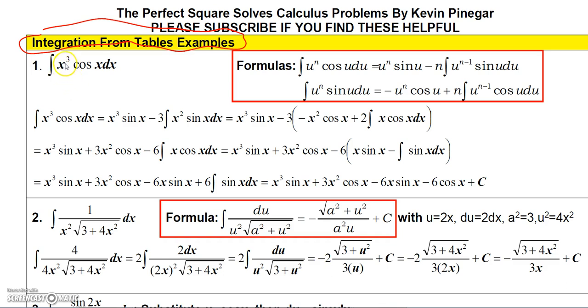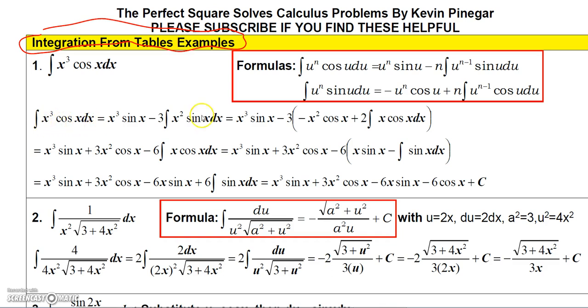So here I have x cubed cosine x. So I'm going to use that first formula where u is x. So since u is x, then of course du would simply be dx. And n is actually going to be 3 here. Okay, so take a look right here.